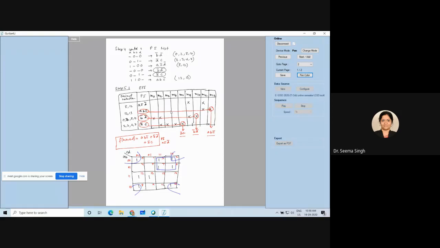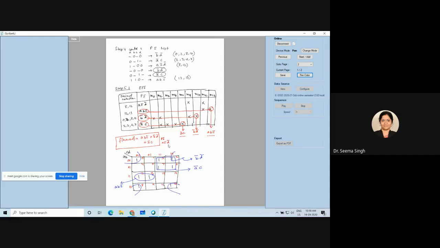What is this corner group? Corner group is B bar, D bar. What is this group? A bar C. Yes, A bar C. So this one is A bar C, and I have to make this group also because these ones were not covered anywhere else. So what is this group? ABC bar. So can you see that I got all these three here? B bar D bar, A bar C, and ABC bar.